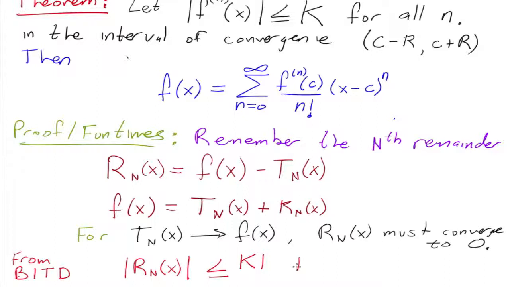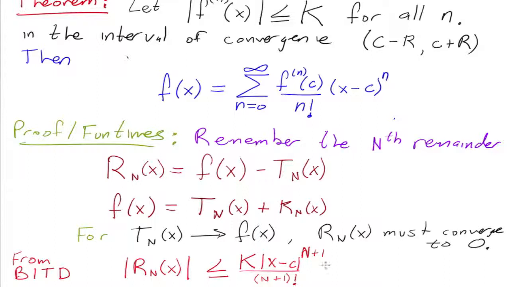Is it the same K? Yes, I used the same letter on purpose. The letter itself is irrelevant. The point is that it represents a bound on the derivatives. And what else? What was inside of here? x minus a. Back in the notation back then it was a, but here it's x minus c, right? To the n plus 1, and here we're using capital N. Over n plus 1 factorial, right?